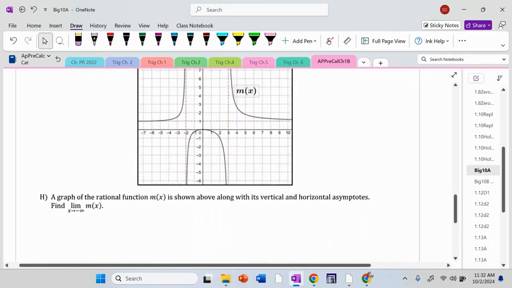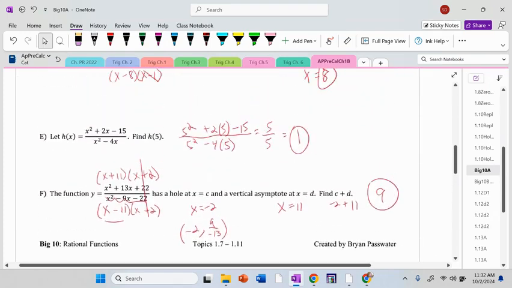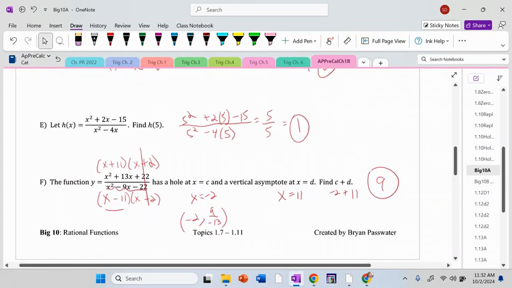Graph of rational. Find the limit as x goes to negative infinity. Input, output. All right, and that's a 1. Did I already use 1? Uh-oh, what have I done? Do I have to run and get the key? I'm a fool. I was never good at math.